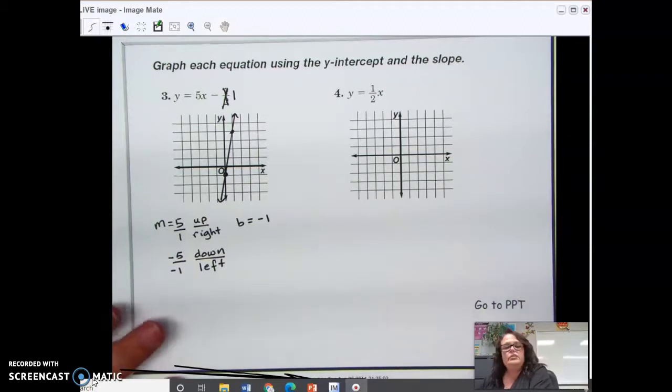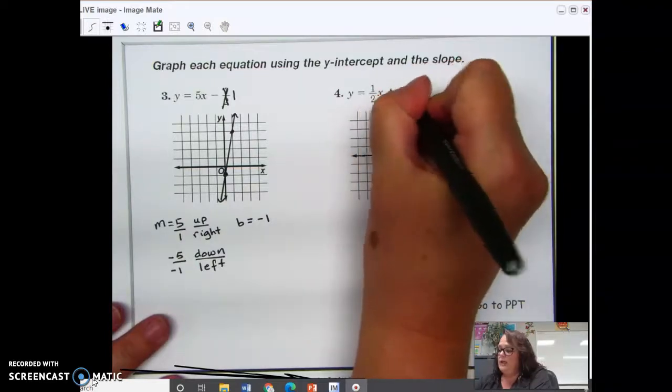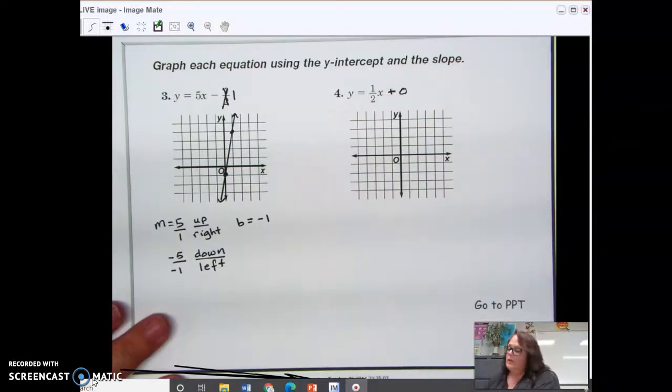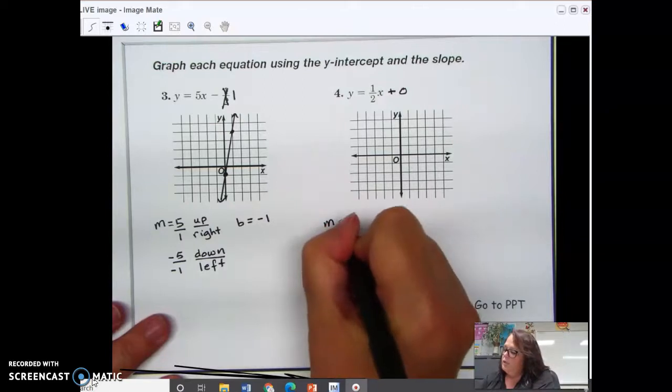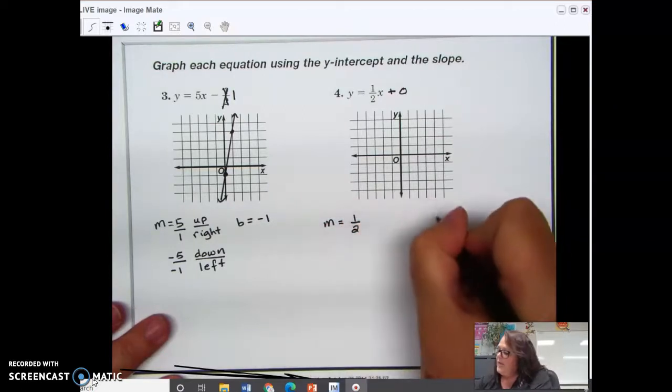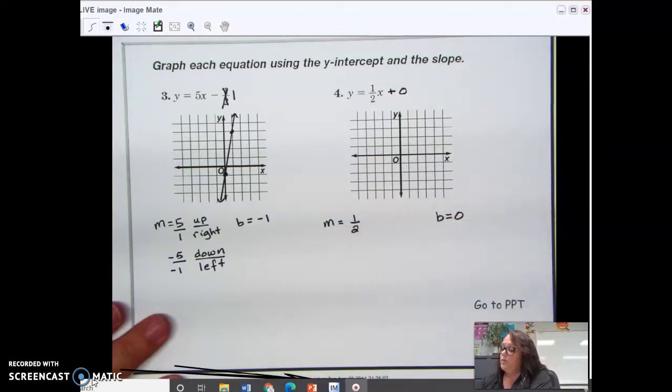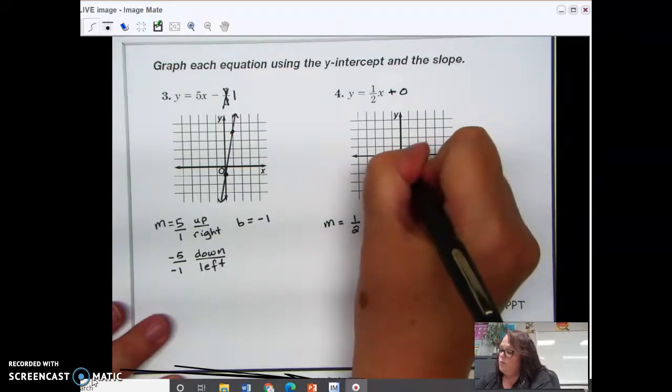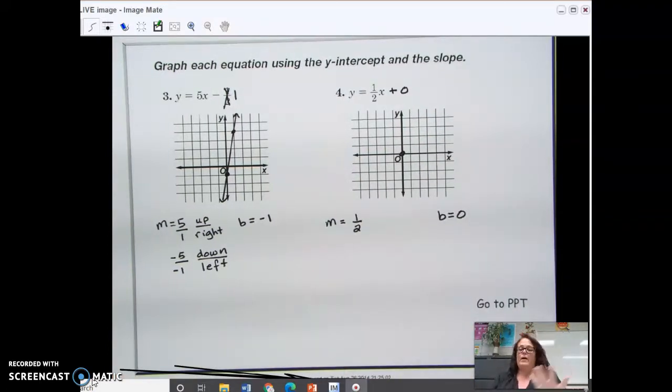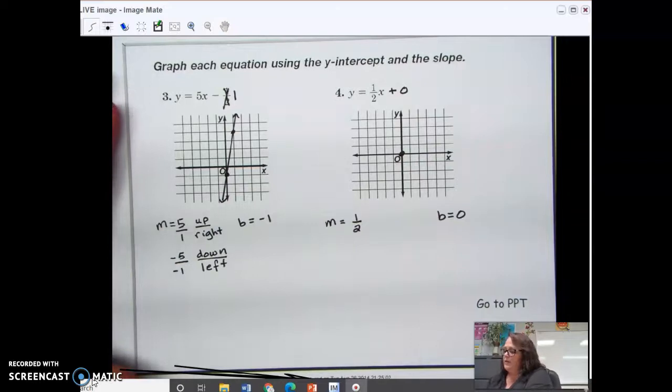So one of the things that you might be saying to yourself is I'm missing a y-intercept. So if you notice, I could say plus 0. So that means that I have a slope of 1/2 and I have a y-intercept at 0, which means this goes right through the origin. So that's why we didn't have a y-intercept looking equation.